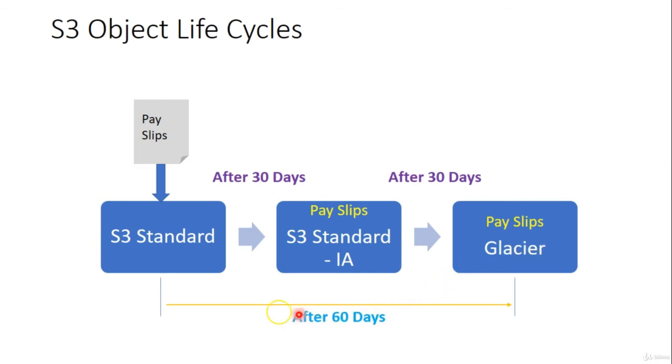So this, I think this is clear, right? From here to here it's 30 days, and again from here to here it's 30 days. So from the date of generation to moving it into Glacier, it's 60 days. So after 60 days we are moving into Glacier. You can choose these numbers based on your requirement. They are just examples.